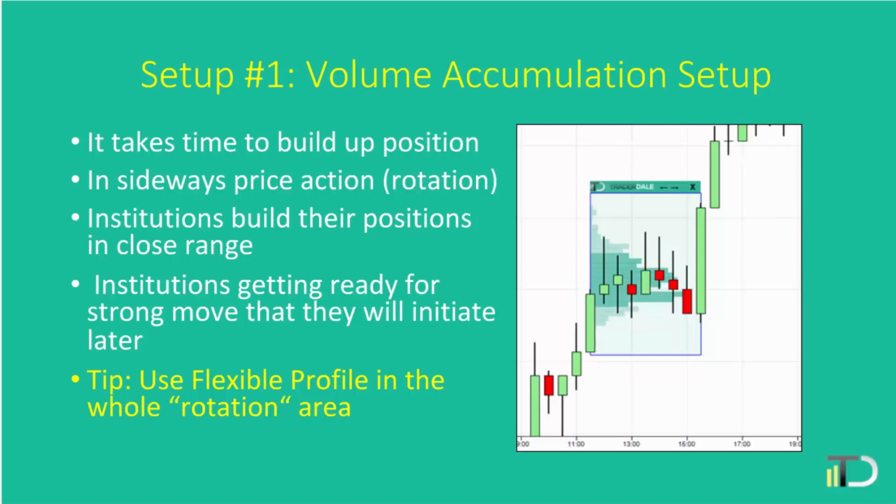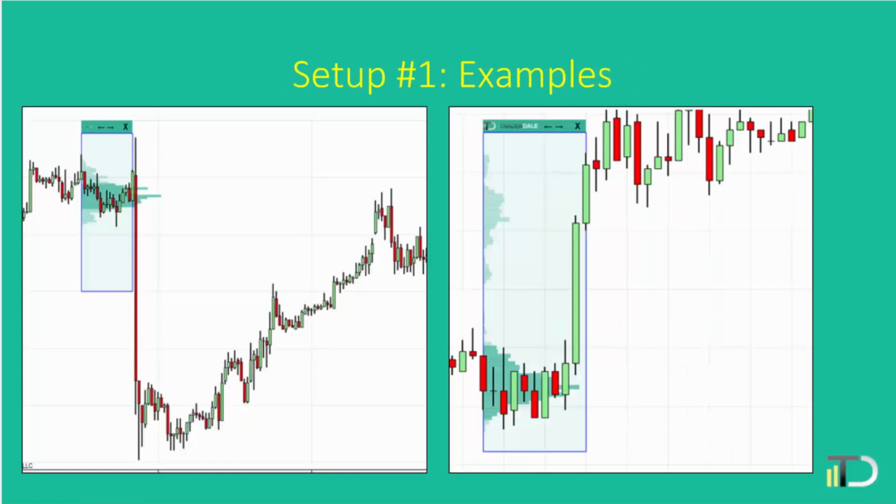I'll just show you two examples so the setup is more clear. I would really like to teach you this setup so you can try it on your own, try to backtest it and look how well it works. So right there you can see a volume accumulation area, sideways price action. You can actually select this whole area, not just this place I selected, but it doesn't really matter in this case. You can see that the heaviest volumes within this rotation area were right there. This is the place where the volumes were the thickest.